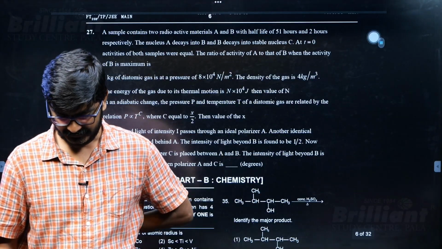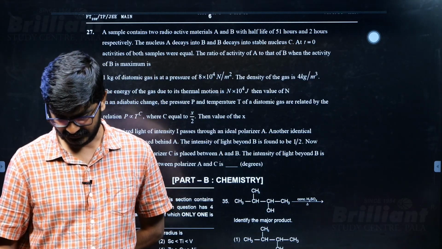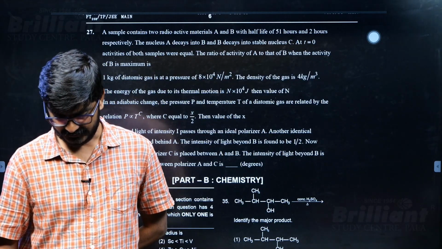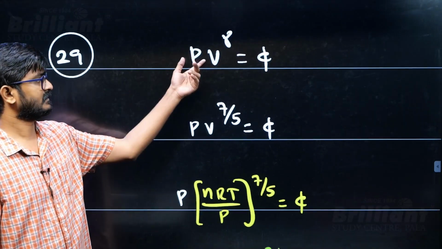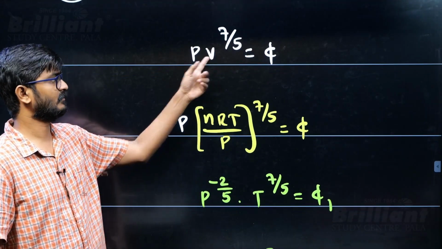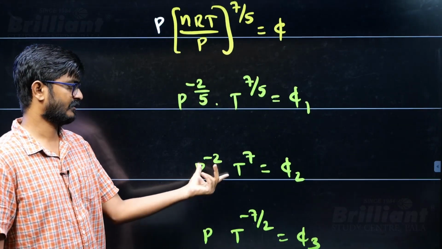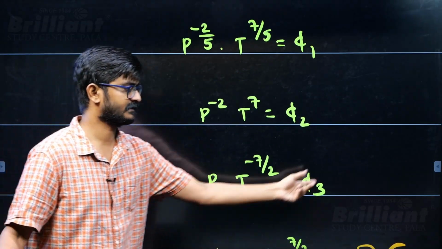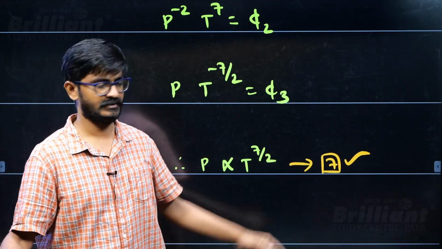In the adiabatic change, the pressure and temperature are related in a certain way. Diatomic gas, so PV power gamma is constant, from there we need to modify. Gamma for diatomic gas is this much, but I don't need V, I need temperature. So I will use PV equals nRT, write this and modify it. I need to bring this temperature to the other side. So this is the given question, and the answer is going to be 7.